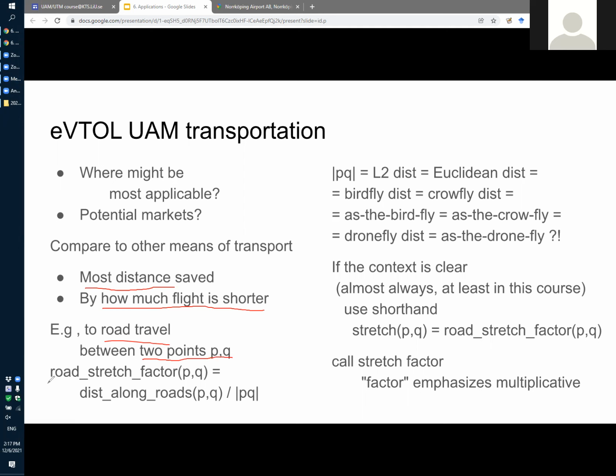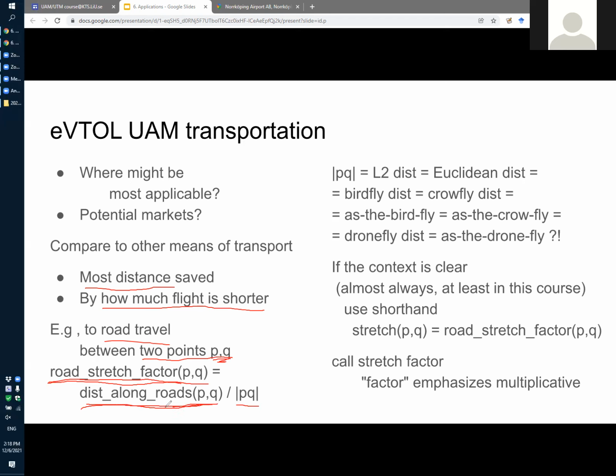And here is something that we can define for 2 points P and Q in your domain, in your area. You can say that the road stretch factor is this ratio of the distance along the roads divided by the distance of the direct flight, of the UAM flight. Okay, so you're looking at the ratio of two things.